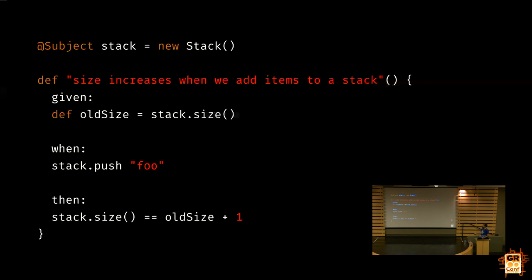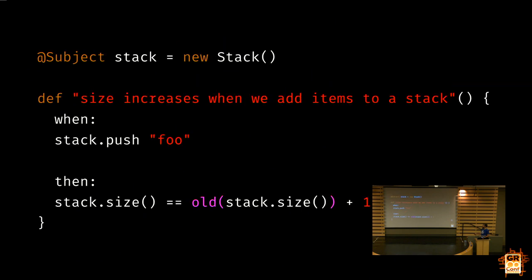In Java, you would typically capture it in a local variable and then test against that and just say, right, it's now old size plus 1. Spock's way better. You can just say, right, I'll use the old method, and show this to a Java programmer, and it just looks like magic, right?